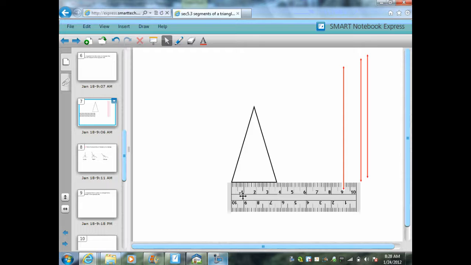Here, when I slide my ruler along the edge, I'm going to get approximately the length to be 3.6. Therefore, my midpoint is at 1.8. And when I move my segment over, I realize that my line is on top of the triangle.